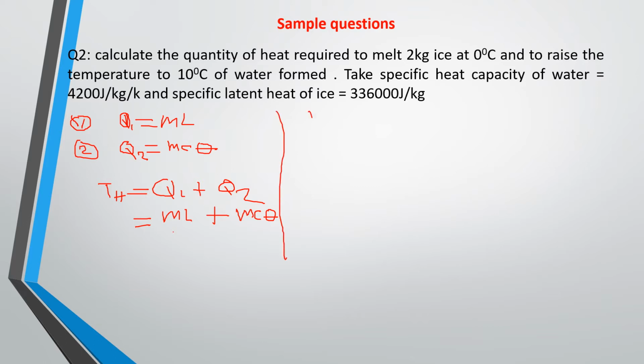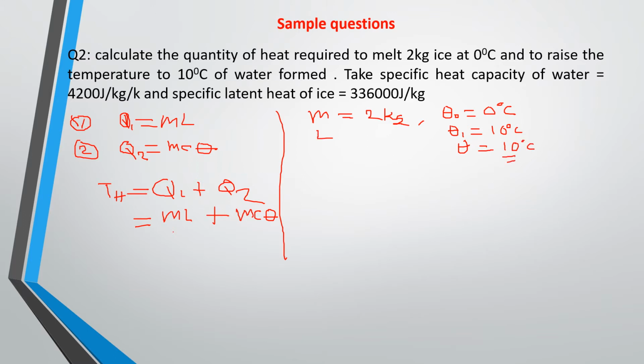You are given mass of ice to be equal to 2 kg, right? Then you are given the initial temperature theta 0 to be equals to 0 degrees. Okay, then you are given the temperature of water formed, let me just say this is theta 1, to be 10 degrees. So from this now, change in temperature is equals to 10 degrees. 10 minus 0 is 10.